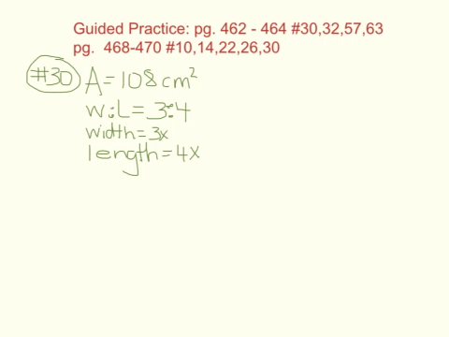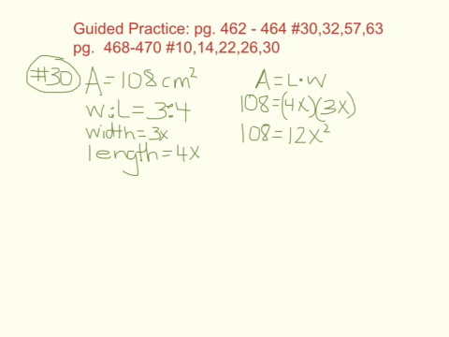Now I'll set up an equation and solve. Since this figure is a rectangle, I know that the area can be found by doing length times width. Now I'll substitute. So the area is 108, and the length is 4x, and the width is 3x. So I'm going to do 4x times 3x, and let that equal 108. 3x times 4x is 12x squared. Remember, x times x is x squared.